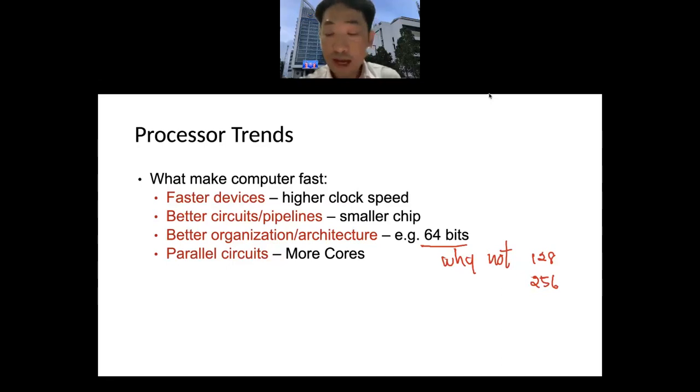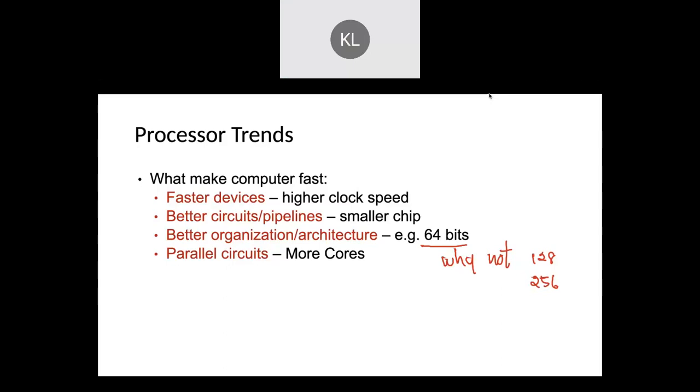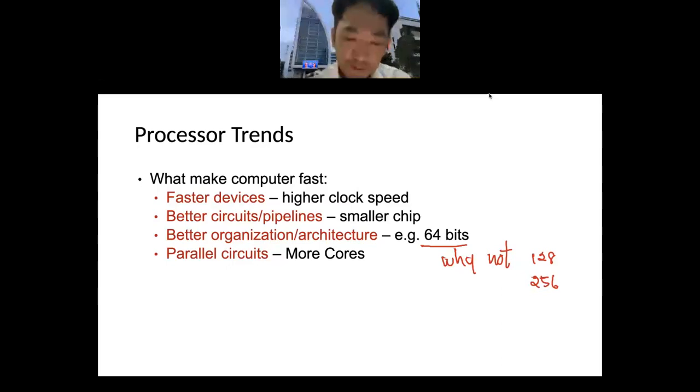Well, I guess, I think 128 or 256 is too much for the computer to process. So it's just that 64-bit is enough. Oh, all right. Thank you for your comment. We will discuss the size of the data when we discuss the processor in chapter 3.